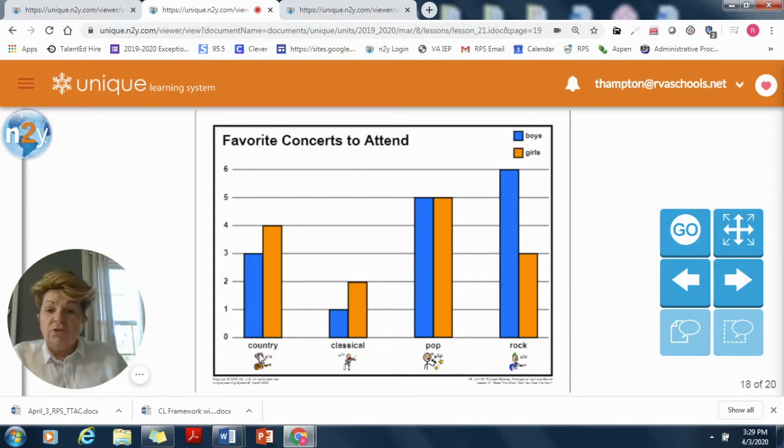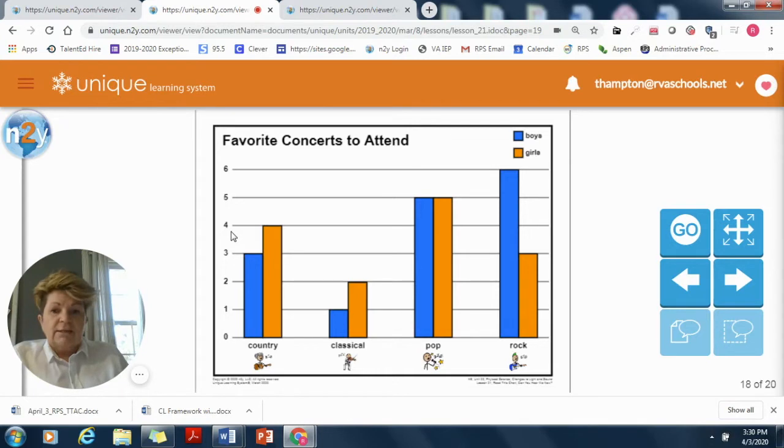So here for country, we have 3, because now we know that we're only counting by ones, correct? We start at 0, and go 1, 2, 3, 4, 5, 6. Each of these lines only represents 1. So we have 3, what color? Boys, good. And orange is for girls, very good. How many girls?